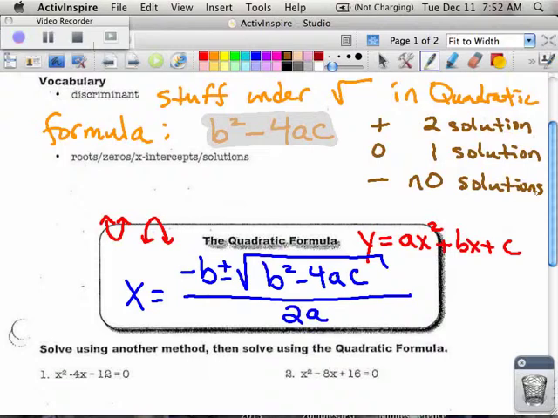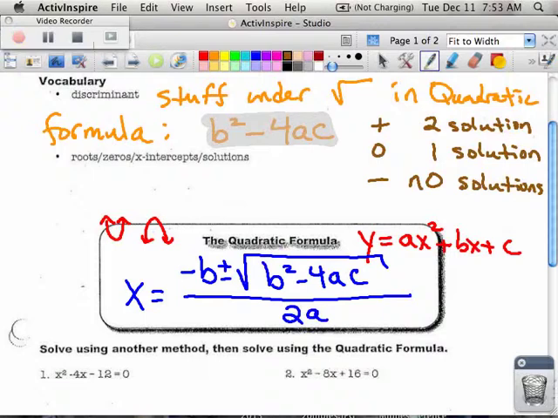Or in other words, if the b squared minus 4ac is positive, you'll see the parabola cross the x-axis in 2 spots. If it's 0, the vertex of the parabola touches the x-axis. And if the discriminant is negative, the parabola doesn't ever touch the x-axis. That's what the discriminant tells us.